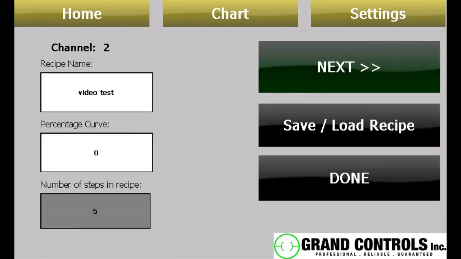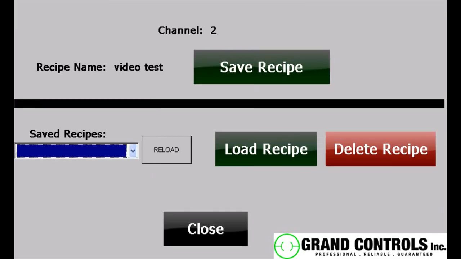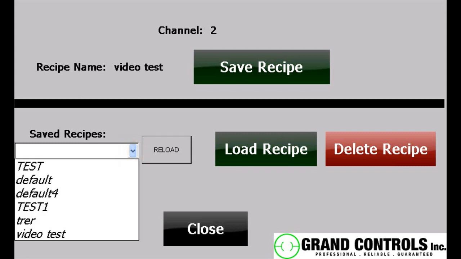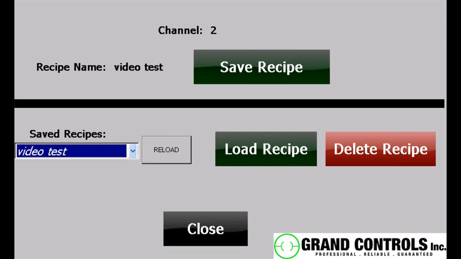To save or load a recipe, click the Save Load button. Clicking Save Recipe will save the current recipe to the controller. To load a recipe, you first need to reload the list of available recipes on the controller. Then, select the recipe and click Load Recipe.